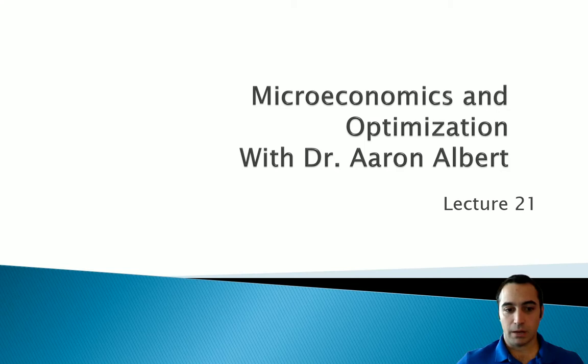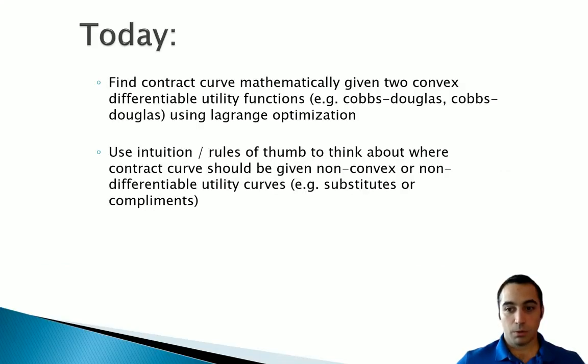Let's learn some econ. So today we're going to do the much anticipated task of actually mathing out how you find the contract curve, i.e. the set of all of the Pareto optimal points. And we're going to show you how intuitively you can find the contract curve in the weird situations where things are not perfectly Lagrangeable. So let's do it.